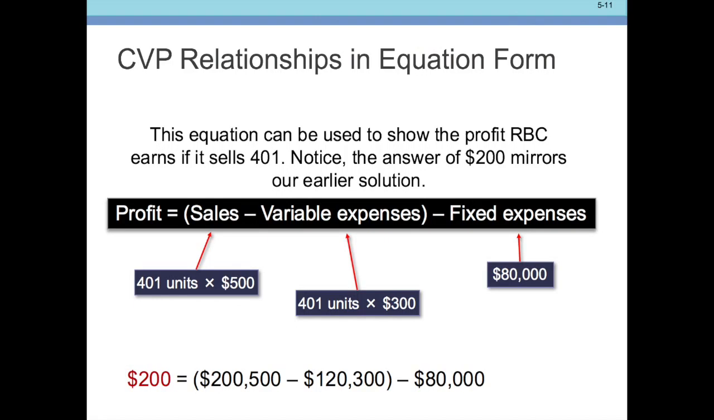So the contribution margin is very important, and we do that first, and if we do it on a per unit basis, it's very helpful. So let's keep going with this formula. We know that in our example, we had 401 units at $500, and variable expenses of 401 units at $300, and our fixed expenses were $80,000. If you do the math on that, in a spreadsheet or in this equation form, you can see that the profit is $200.